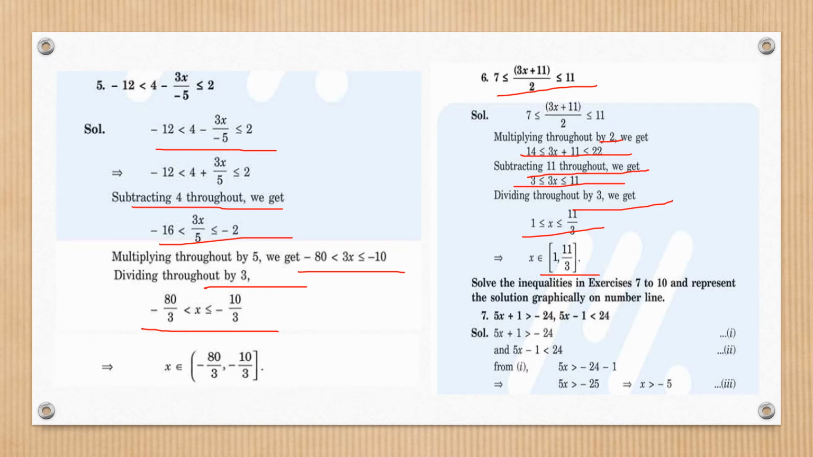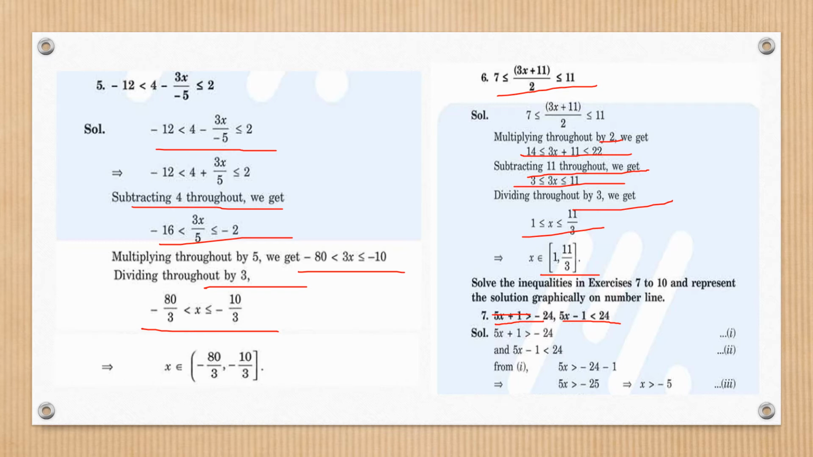Solve the inequalities from questions number 7 and 10 and represent the solution on a number line. Okay, so see from here, 5x + 1 > -24 and 5x - 1 < 24. Now since there is a pair of inequations, you have to take that particular solution which depicts the complete solution.